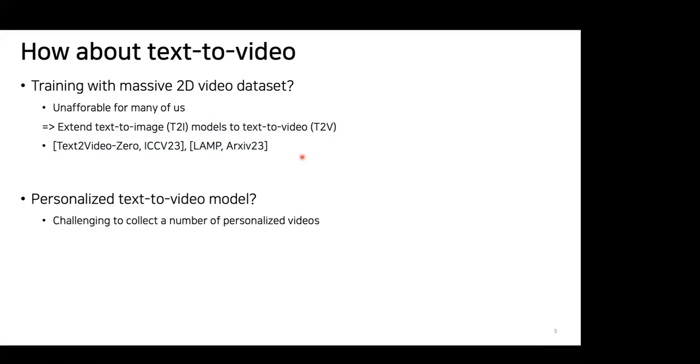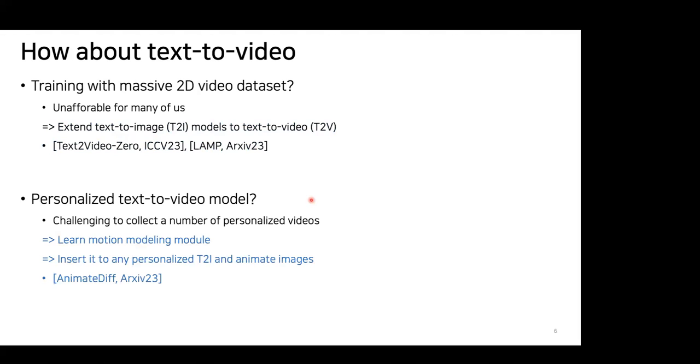And secondly, how about personalized text to video model? As I said in the last slide, there was DreamBooth, which was a personalized text to image model. And how about personalized text to video? It would be challenging to collect a number of personalized videos and train the model with them. So one other research group learns a motion modeling module explicitly and inserts it into any kind of personalized text to image model and animates those images. So I will talk about this one also.